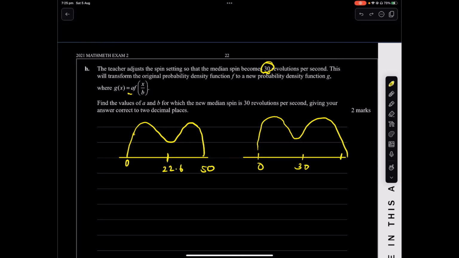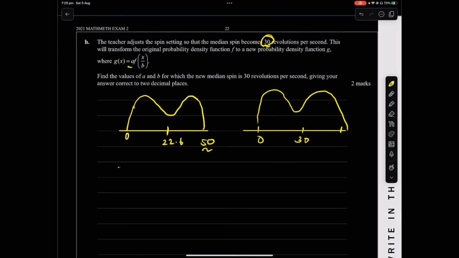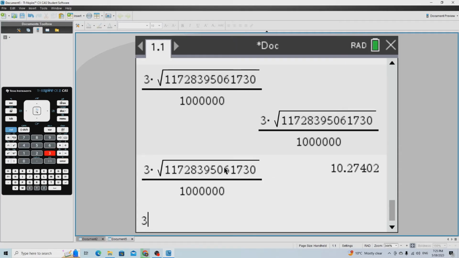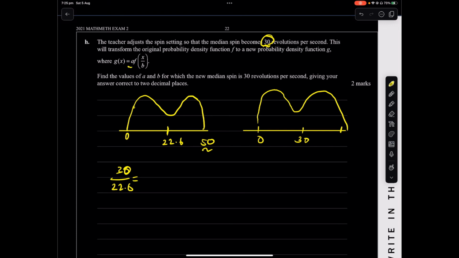Okay. Well, we know that this would have increased. It makes sense. It would have increased by some factor, like if we multiply by some factor. To find that factor, it's what? 30 divided by 22.6. We're saying 30 divided by 22.6 is 1.327.